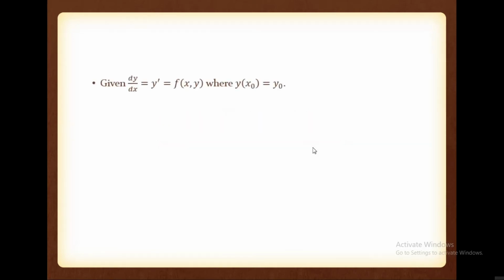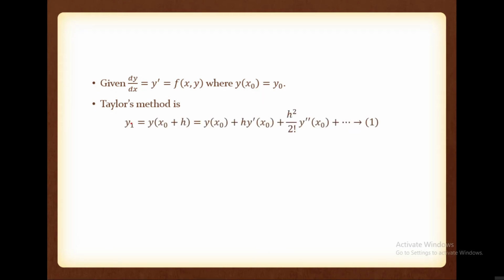So please note, the given ordinary differential equation is dy by dx, that is y dash, equal to f of x comma y, where the initial condition is y of x0 equal to y0. The first method that we discussed is Taylor's method. As per Taylor's method, y of x0 plus h, we can call it y1, is equal to y of x0 plus h. The reason is x0 plus h is the next value of x0. y of x0 is y0, so y of x0 plus h is y1, that we discussed in the third module.